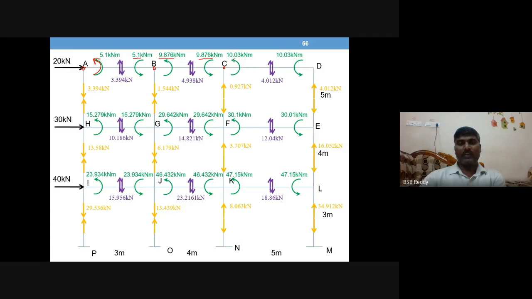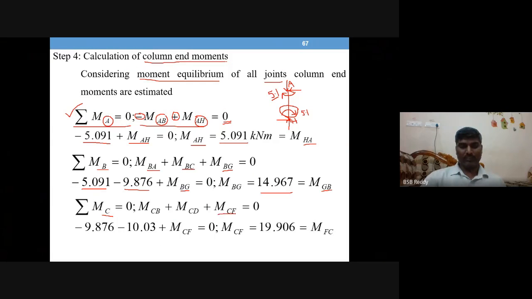10.03 is the CD value, MCD value. MCF is unknown, so I need to find it out. The other two values are known, and you already know the directions too. So put a negative sign if it is anti-clockwise. So the MCF value is calculated, and similarly the other end also, MFC.